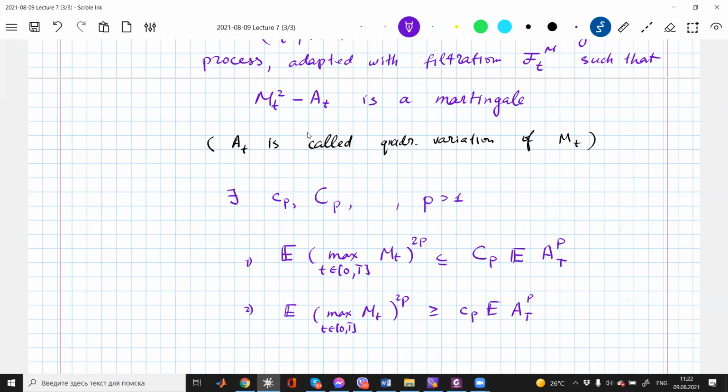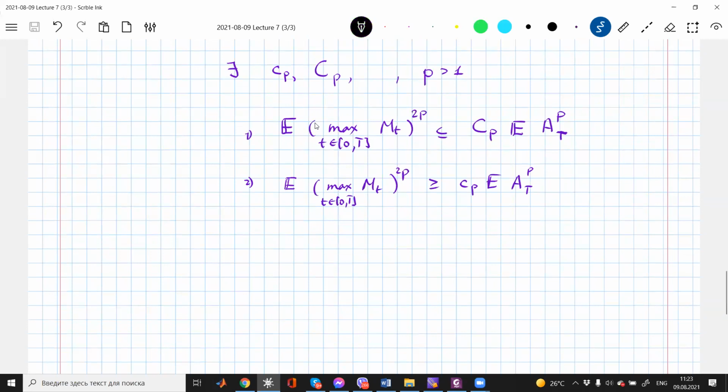So here you can see that to estimate the moment of the maximum on the interval, we need to know the moment at the last time T capital of this process A. So what about the Ito integral? Now let us come back to the Ito integral, the process I of t, the integral from 0 to t of h from s dB_s. So now this is my martingale, and I need to find this process A_t.